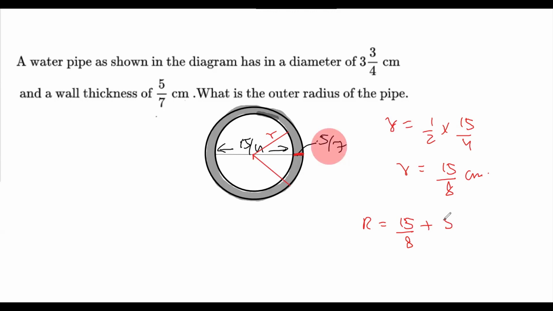The thickness, which is 5 over 7 as per the question. So rest is taking LCM, which is 8 into 7, that is 56. And we should know that 15 multiplied by 7, right? So is 105, and 8 multiplied by 5, that is 40. So it should give you 145, right? 145 over 56 centimeter. So we can write them in the mixed fraction. So that should be the answer, right? It's better if you write down the answer in the mixed fraction.